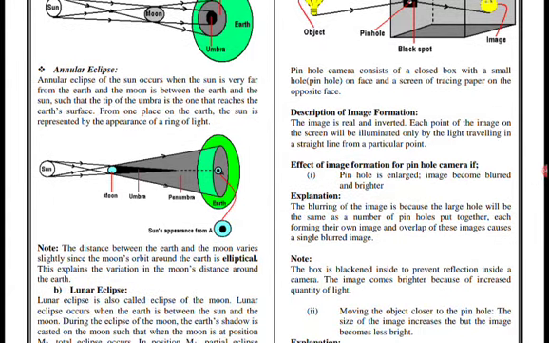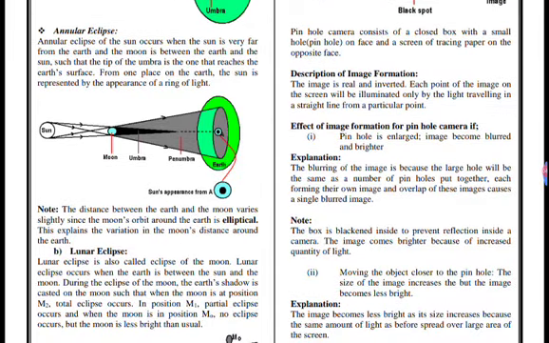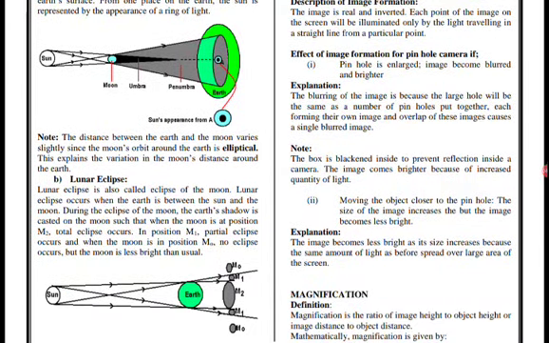Then let's look at another type of eclipse, and that is the lunar eclipse, or eclipse of the moon. In this one, the earth is in the middle of the moon and the sun. So a lunar eclipse is also called an eclipse of the moon. A lunar eclipse occurs when the earth is between the sun and the moon.